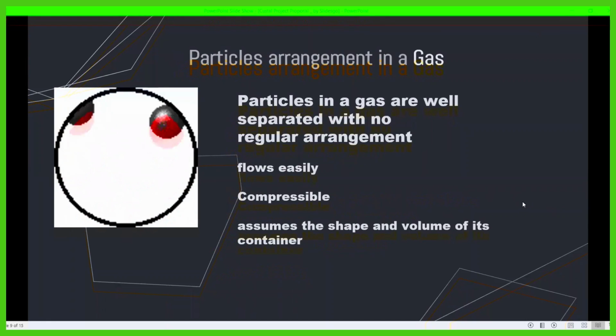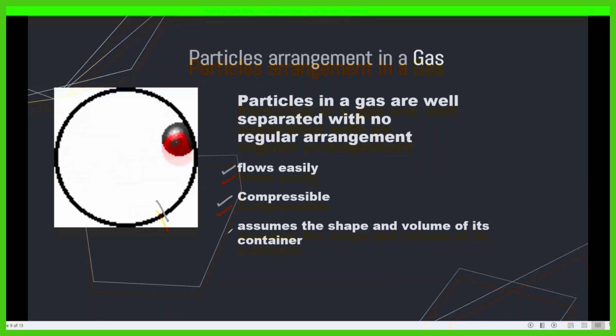And here we have the particles arrangement in a gas, and you can see over here, particles in a gas are well separated. They have enough space so that they will be moving randomly, and the movement is at a really high speed with no regular arrangement, so they do flow easily, and it's compressible. We can easily compress the gas particles since we have a huge amount of space left.